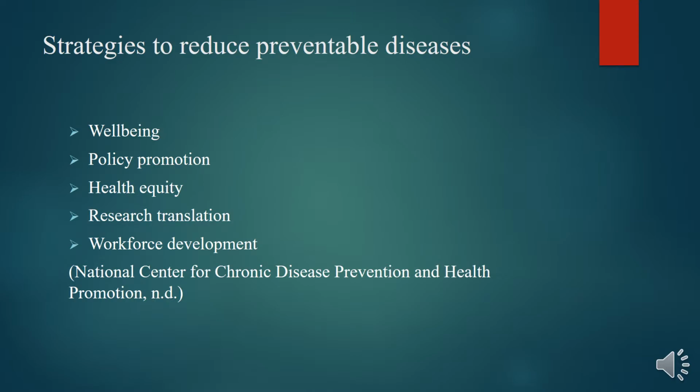The next one is policy promotion. This one involves establishing supportive community norms and adopting a philosophy that embraces health in all policies and settings. For instance, a restaurant can serve more healthy foods but not junk food. That can be a norm for that community. Then the next one is health equity.